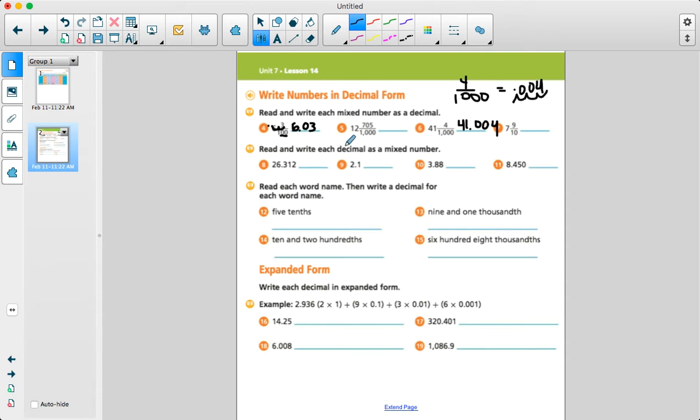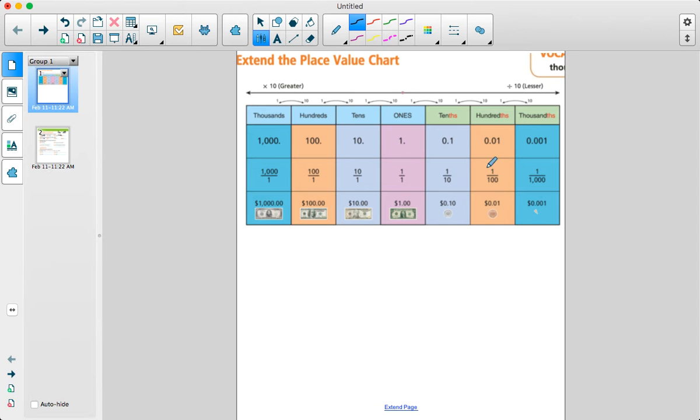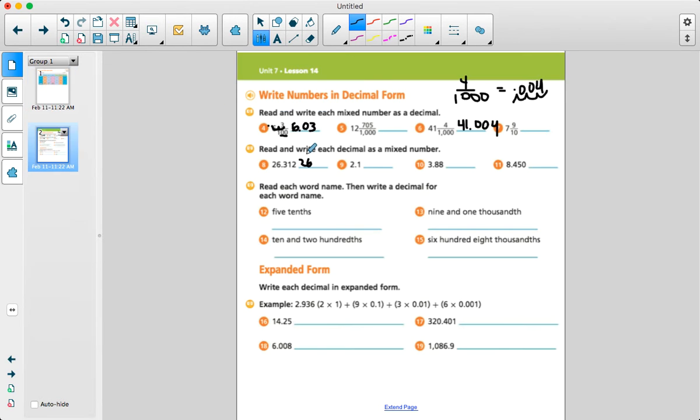Now here it says read and write each decimal as a mixed number. So now it wants us to go the other direction. So I'll start with this one here. I see that 26 is on this side of the decimal, the left side, so I know that's my whole number, so I'm going to be able to write 26. This is, of course, super small to write in this little space. And I have 312 thousandths. Now, if you can't remember, you can always go back to your chart. And I know it's thousandths because it's 1, 2, 3 place values away from the decimal. Okay, I'm 1, 2, 3 place values away from the decimal. So I'm going to write my 312 at the top.